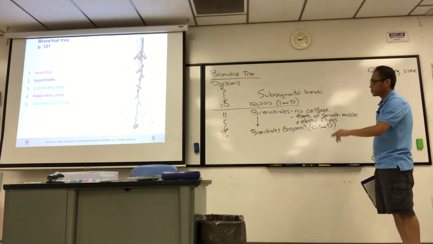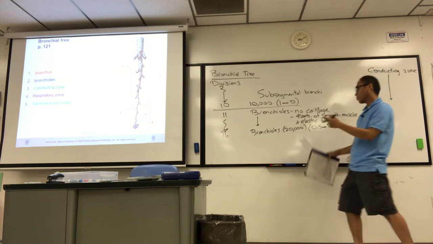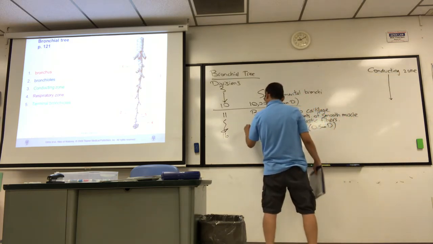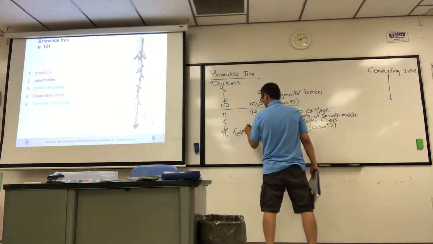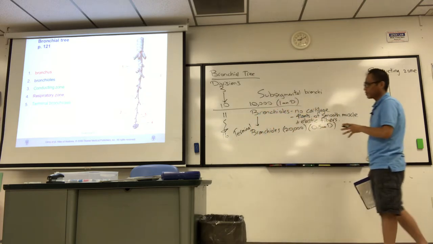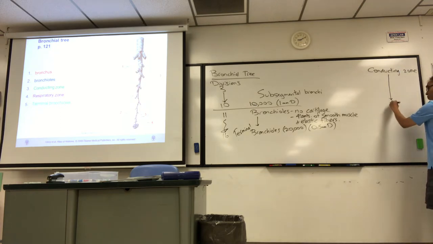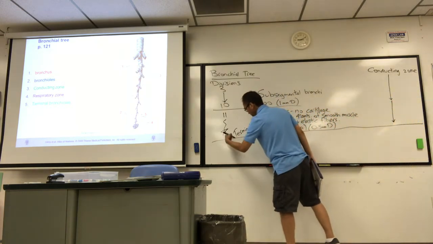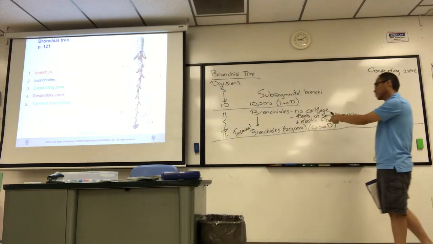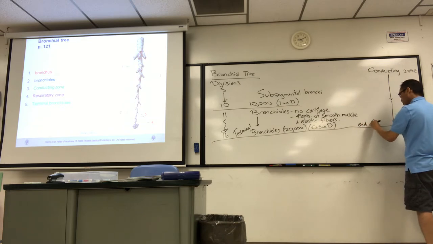And the last division that are considered bronchioles, call them terminal bronchioles at around here. I'm going to add the word terminal since it's the last one. And terminal doesn't mean it's the end of the bronchioles. That's the term used to describe the end of the conducting zone. So I'm going to draw my conducting zone arrow all the way to here, and I'm going to draw a line. So around division 16, call them terminal bronchioles, and it's the end of the conducting zone.